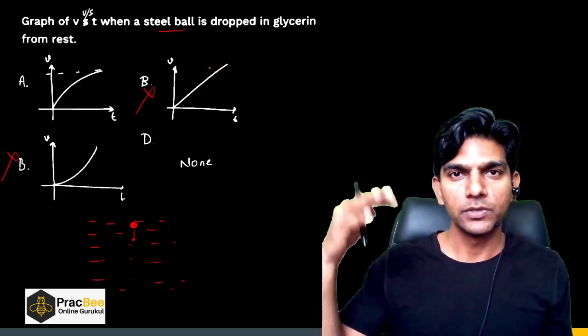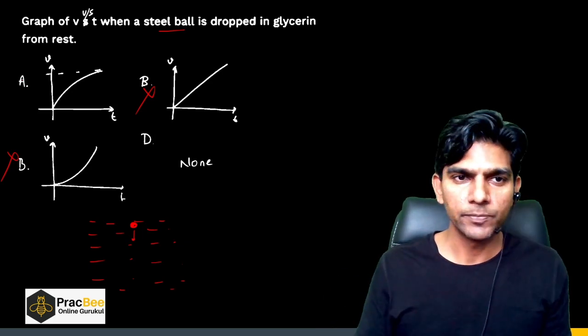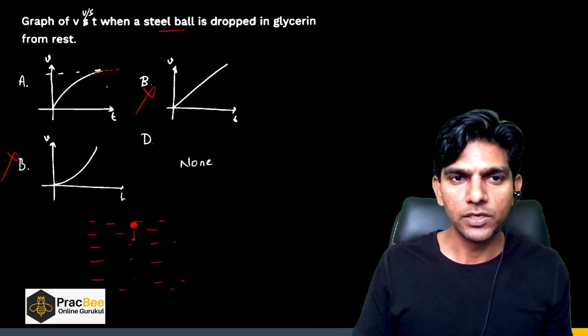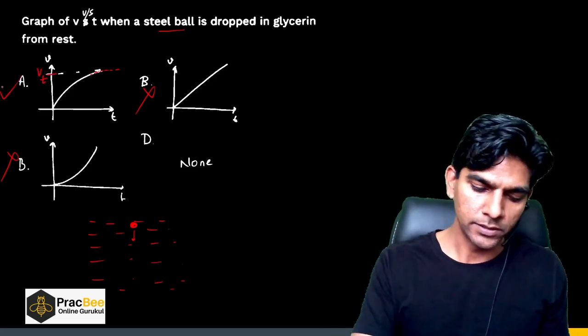From this graph, it looks like the velocity keeps on increasing. That is not the case. Can you see here? We are getting some terminal velocity, right? So this is VT. So option A is the right answer, right?